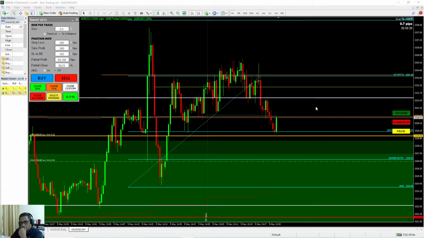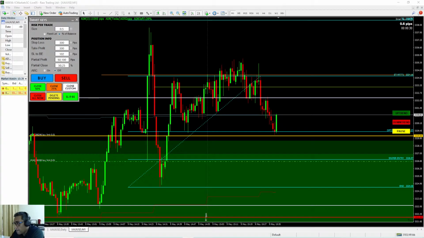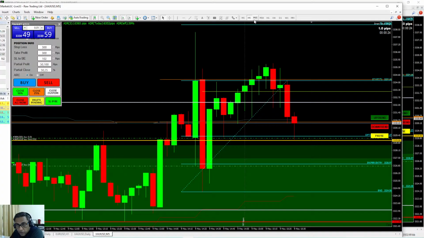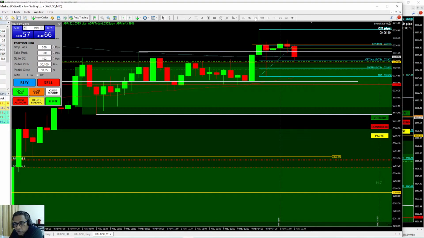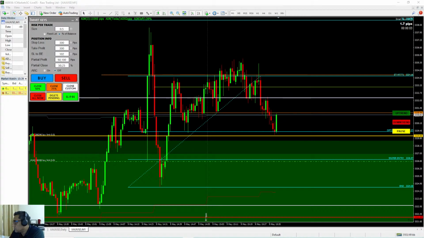Pushing up. Yeah, so that's where I took the buy, right there. But we can come deeper. There's another 20 minutes for the candle to close. 5 minutes for the 15-minute candle. This one should close bearish. Come further down. Yeah, this 15-minute candle should close bearish. Let's see.